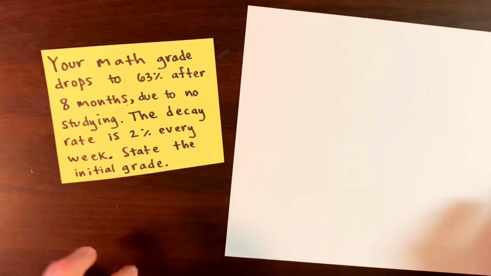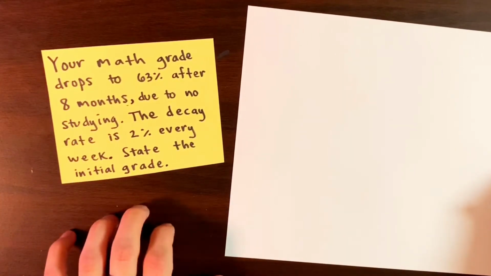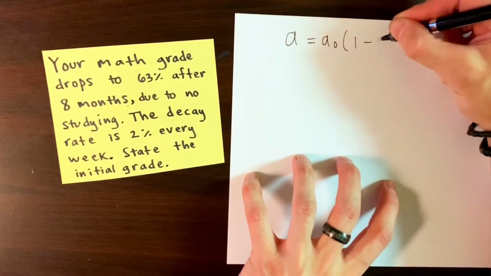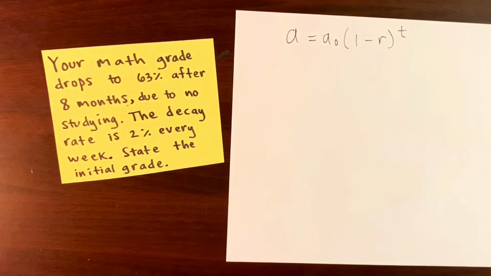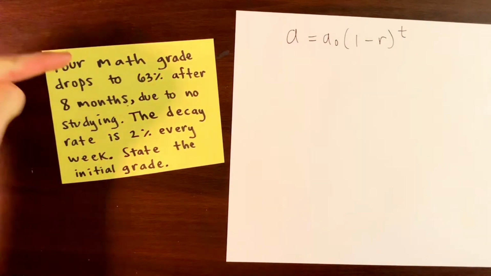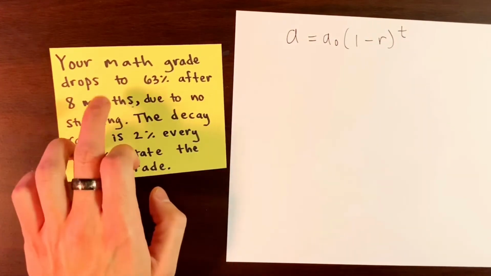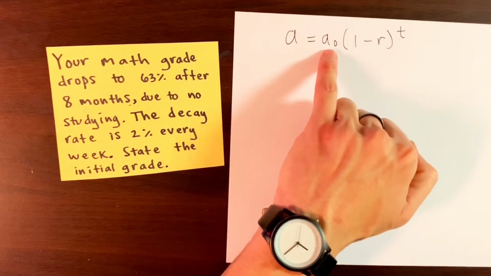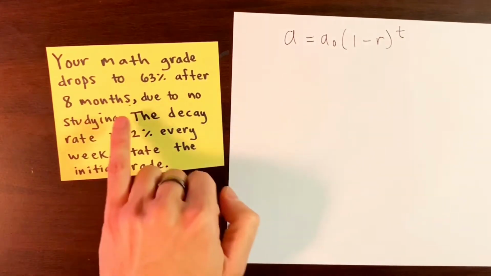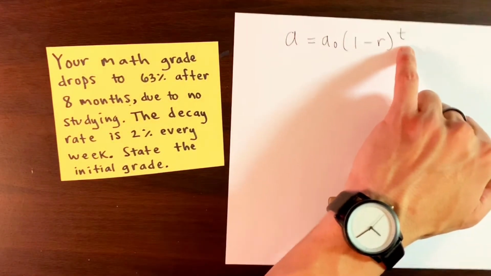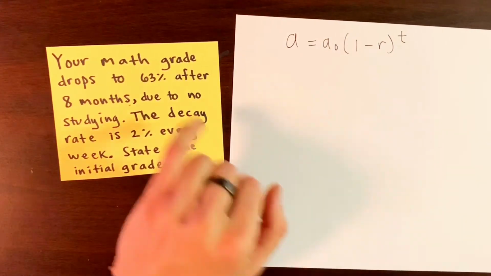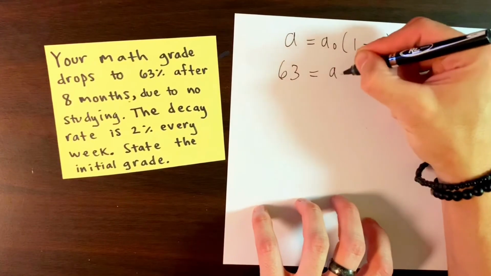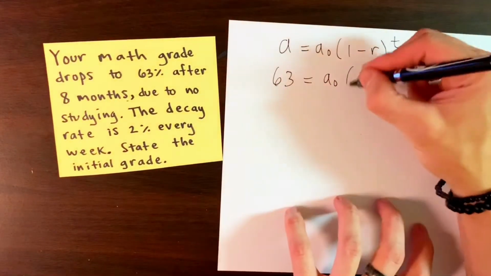So this looks like it's going to be decay, right? A equals A naught, 1 minus R to the power of T. It says that your math grade goes down to this much after some time. We don't know the initial grade. I don't know what the initial grade was, but you stop to study and then time passes and your grade drops to 63. So 63 is your grade after some time. We don't know the original grade.